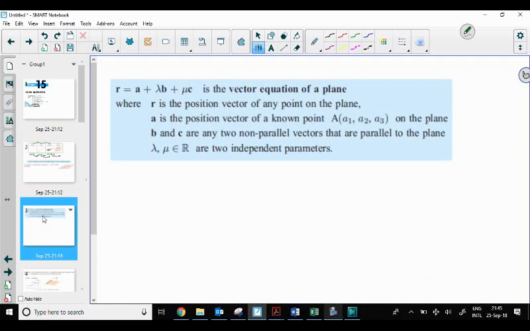Each of them has its own parameter. We're using lambda and mu here, but whatever. If you understand what's happening in 2D, we can apply that to 3D, and it should hopefully make enough sense. It is very important that B and C not be parallel, otherwise we wouldn't actually be able to get off of that first single line. For those of you studying further linear algebra, we would say that vectors B and C span the plane.